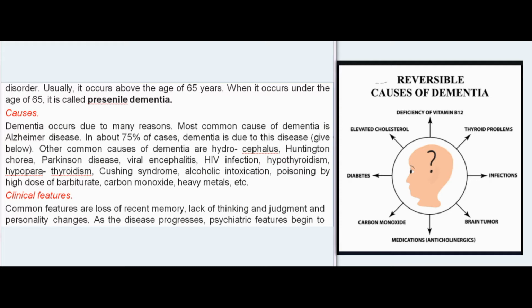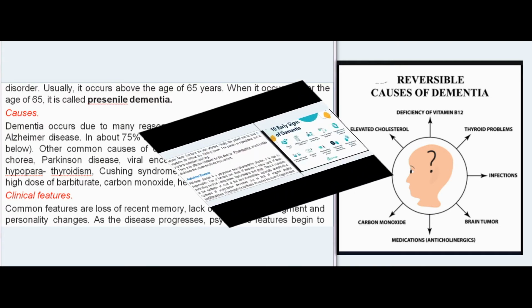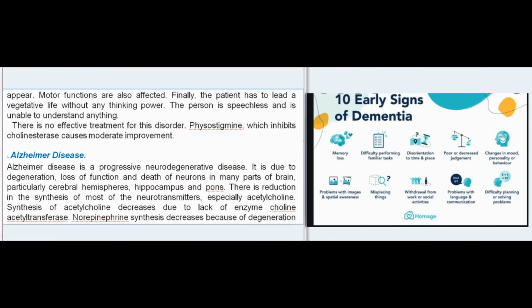As the disease progresses, psychiatric features begin to appear. Motor functions are also affected. Finally, the patient has to lead a vegetative life without any thinking power. The person is speechless and is unable to understand anything. There is no effective treatment for this disorder. Physostigmine, which inhibits cholinesterase, causes moderate improvement.